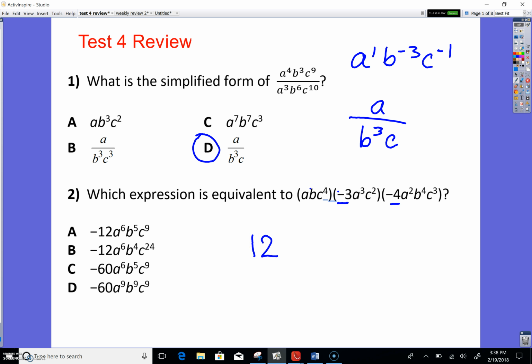Okay, a, remember there's a 1 here. 1 plus 3 plus 2. 3 plus 4 plus 1 plus 3 plus 2. That should be a to the 6. Okay, and b, 1 plus 4 is 5. C, 4 plus 2 plus 3 is 9.